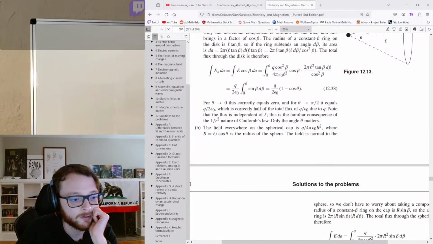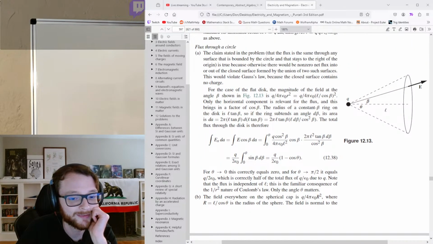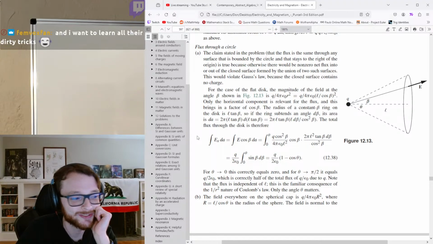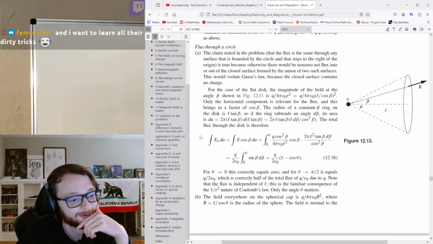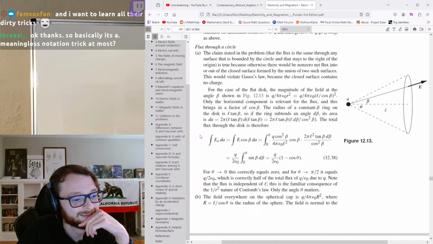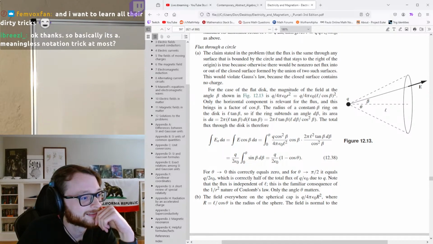Okay, you learn all their dirty tricks? I mean, physics integration is simultaneously really difficult and really easy when you just get to throw terms out for fun. So yeah, I think that's how I would call that.